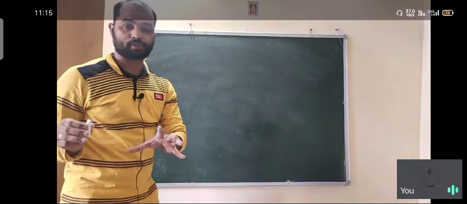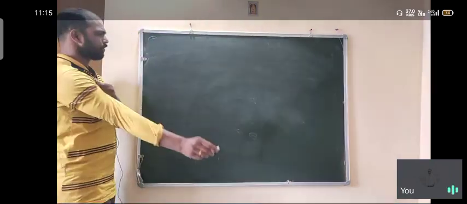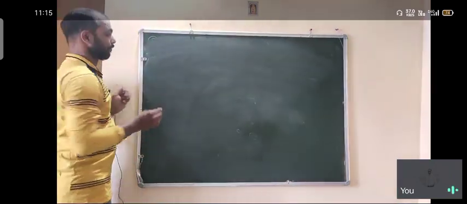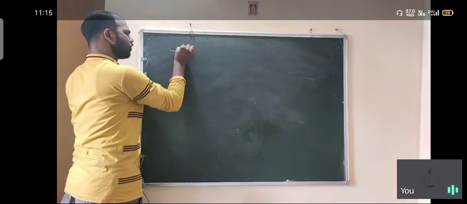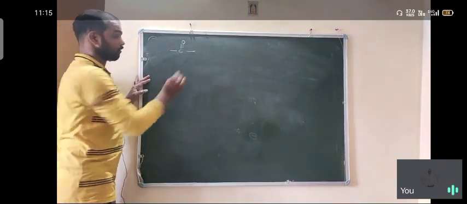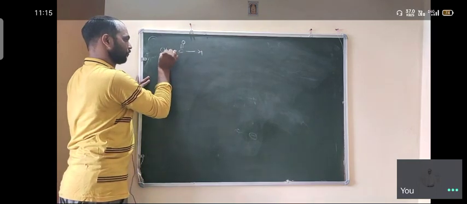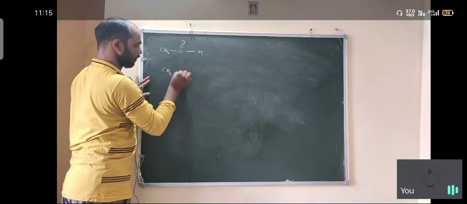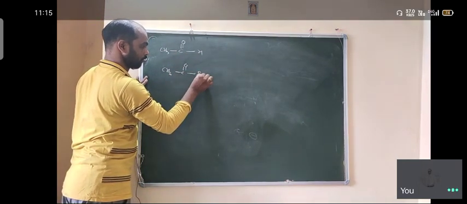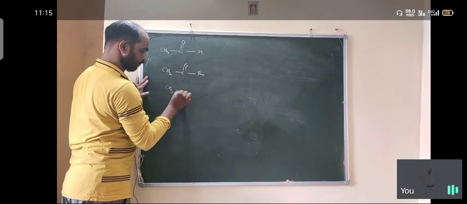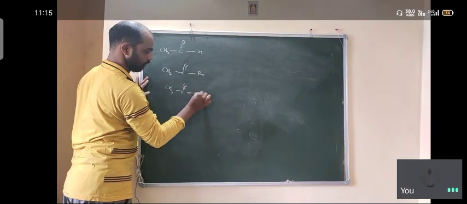The last one is carbanion formed from carbonyl compounds. Carbonyl compounds have a unique ability to form the carbanion. So which carbonyl compounds? We have a number of carbonyl compounds: aldehyde, suppose we consider ketone, suppose another example is ester, this way.